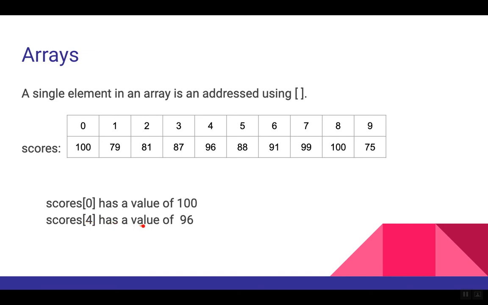Scores of 4 has a value of 96. What is scores of 7? 99, right? Because it's the 7th. We would say scores with a 7 inside the square brackets, and it would evaluate to 99.